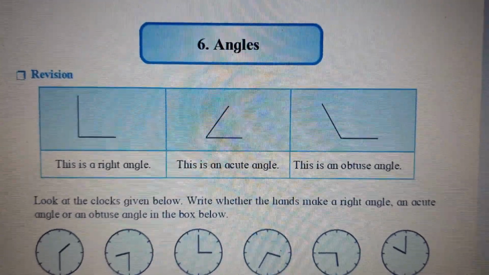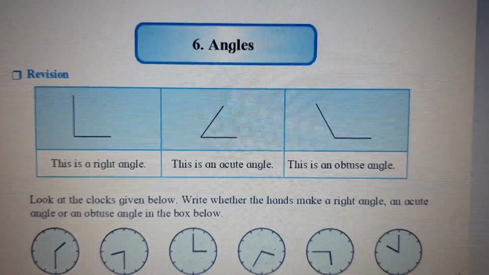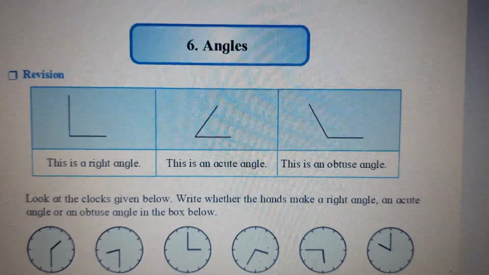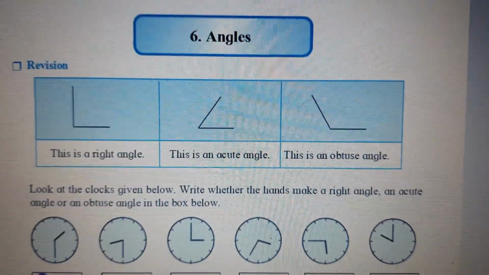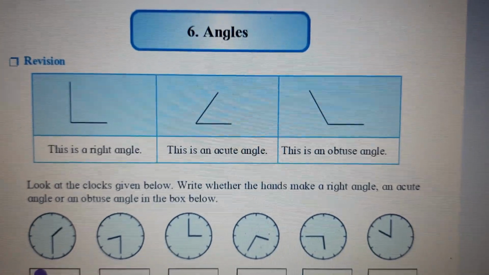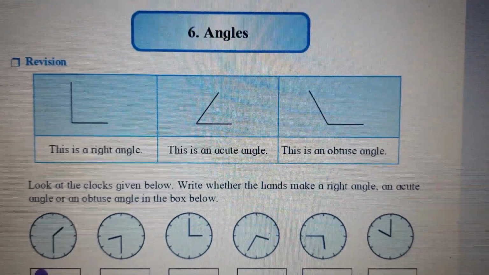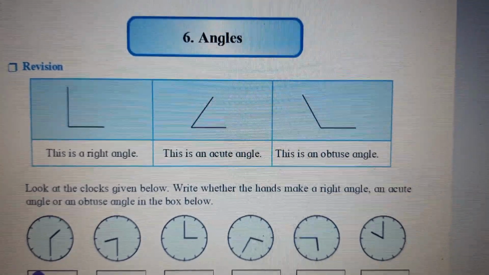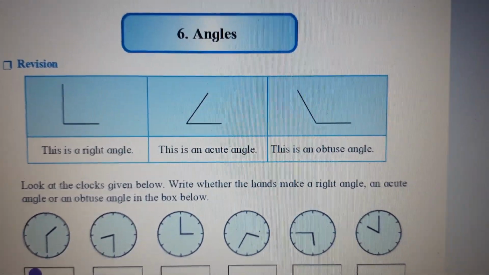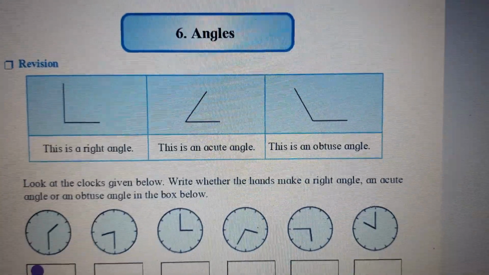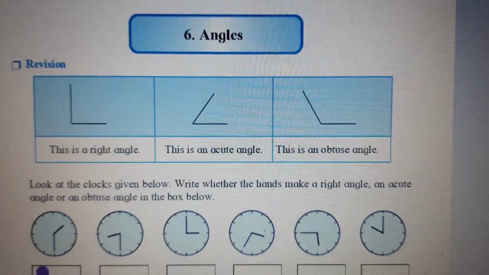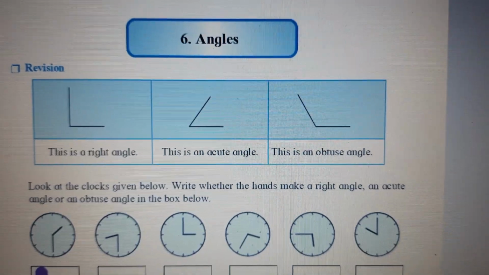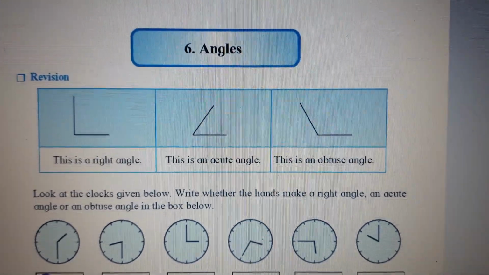So this is the chapter, children, Chapter 6 Angles. You can see the starting of the page says revision. That means you have learnt before. The first figure is a right angle where you can see both the arms are standing straight. We will talk about the arms raised so that you understand. Second figure is an acute angle. Third figure is an obtuse angle.